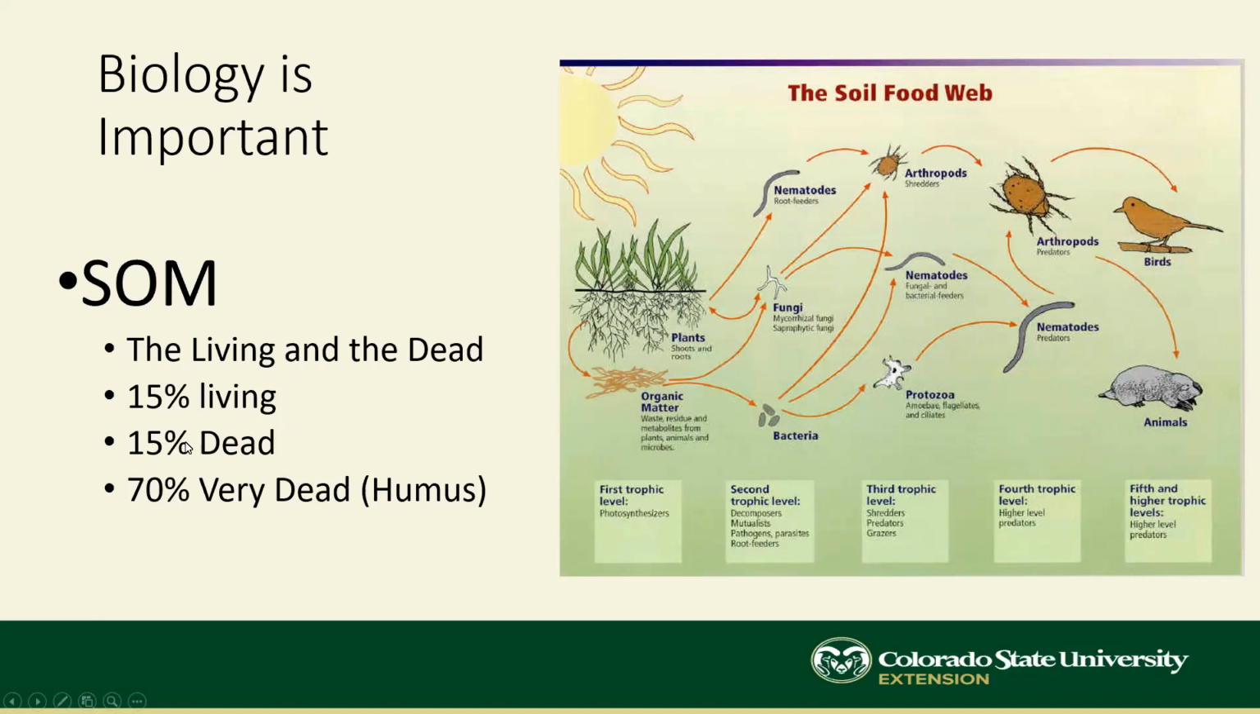Then about 15% of the organic matter is just dead organisms and dead carcasses and dead roots and different things that haven't been broken down yet. And if we break those dead things down, we get this nice humus, which is about 70% of that organic matter and is very dead, very stable. This is what you think about as your stable carbon source in the soil.